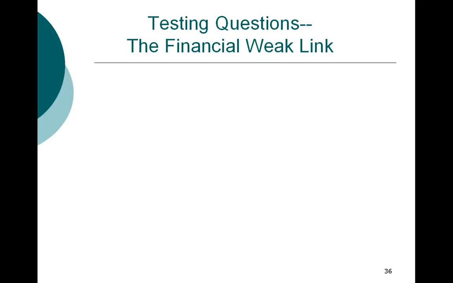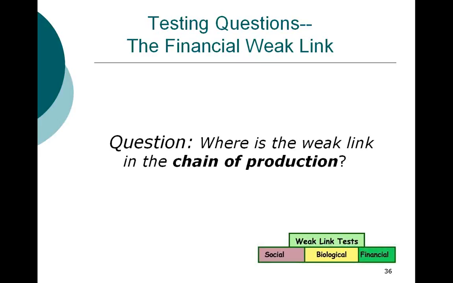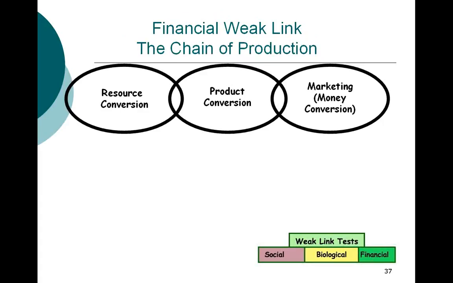The third type of weak link test is the financial, and this relates to where's the weak link in the chain of production. Looking at the resource conversion, product conversion, or market conversion, or marketing or money conversion. Each of these aspects deal with different parts of the production chain.